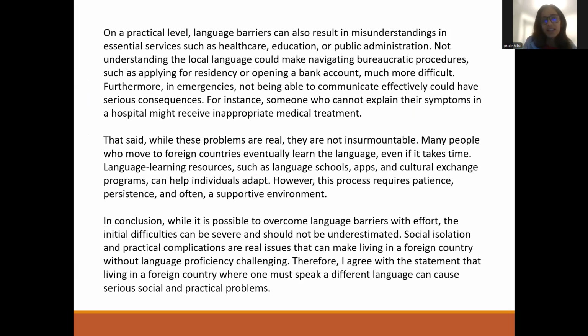On a practical level, language barriers can also result in misunderstandings in essential services such as healthcare, education, or public administration. So, misunderstanding is the next point. Not understanding the local language could make navigating bureaucratic procedures, such as applying for residency or opening a bank account, much more difficult. Furthermore, in emergencies, not being able to communicate effectively could have serious consequences, right?